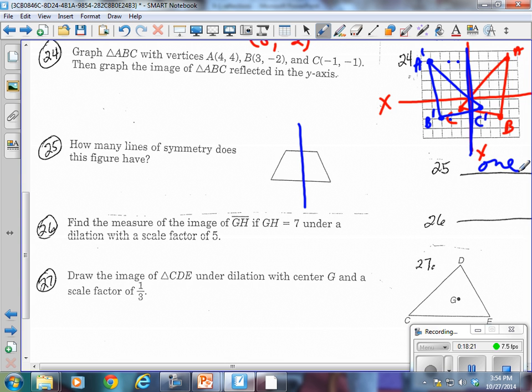Find the measure of the image of segment GH. If segment GH is 7 units long with a scale factor of 5, all you got to do there, 7 times the scale factor, and that's going to give you your answer. So G prime H prime would be 35.